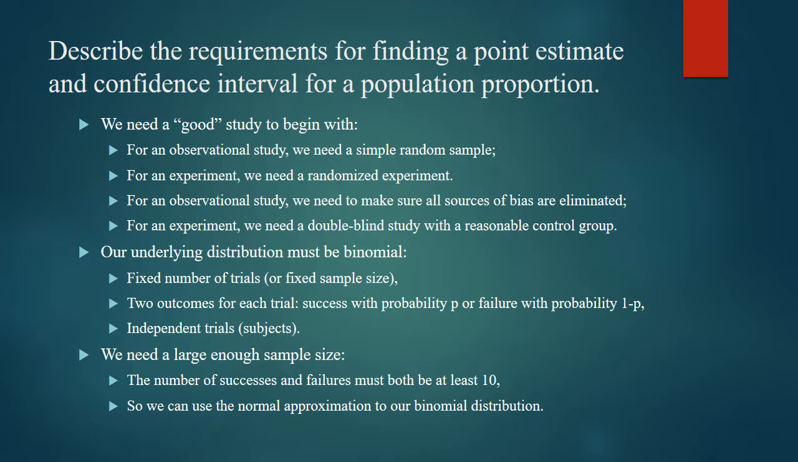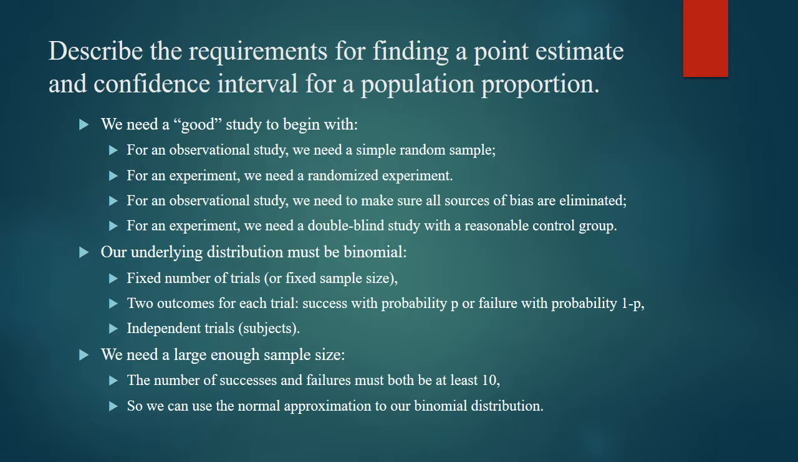Our underlying distribution must be binomial. We need a fixed number of trials or a fixed number of subjects. Each subject could be considered its own trial. Each trial or each subject can have two possible outcomes, either success with a probability P or failure with probability Q. And remember Q, the probability of failure, is just 1 minus the probability of success. And all of our trials or subjects need to be independent.